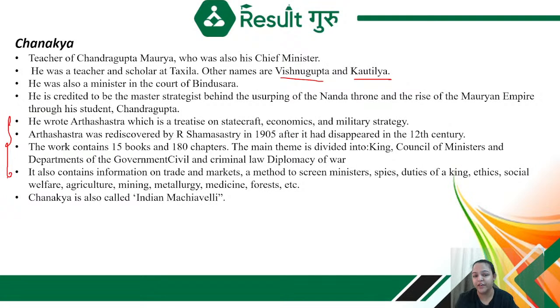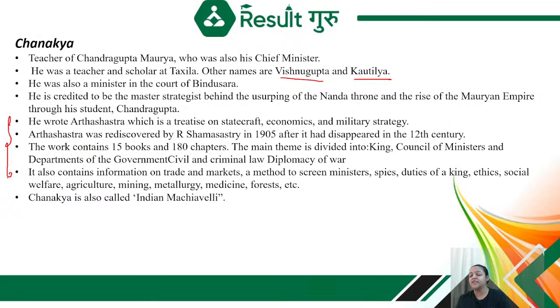Arthashastra contained 15 books with 180 chapters, and the main theme is divided into different parts. So we have King, Council of Ministers, the Department of Government, Civil and Criminal Law. And then we have diplomacy of war. So these are the basic chapters that the book is divided into, fine. It also contains information about trade, markets, methods to choose the ministers, spies, duties of the kings, ethics, social welfare, agriculture, mining, metallurgy, medicine, forest, etc. So now you can see why it acts as a very important source for us.